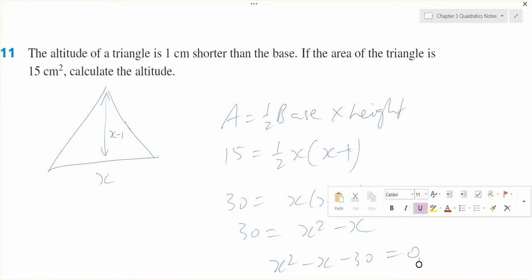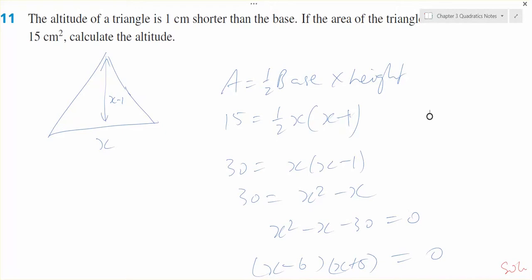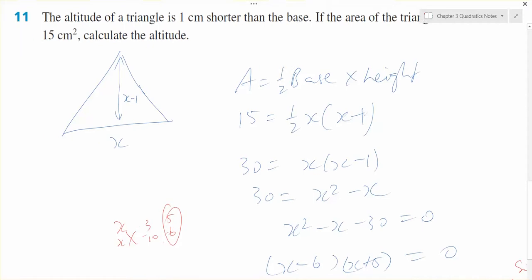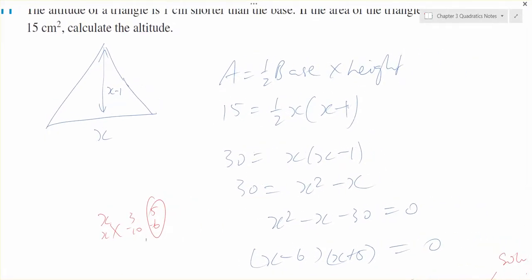So I factorize this. I use cross products. Again, you can go x, choose two numbers that work. There are various combinations of 30. You can use 3, 10, -3, 10, 5, 6, -5, 6, and so on and so forth. What I found was that x times -6 is -6x, plus 5x is -1x, so that one works. That's why I factorized it into x minus 6 and x plus 5.